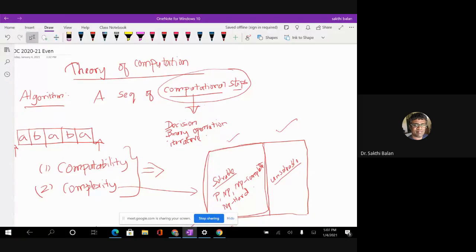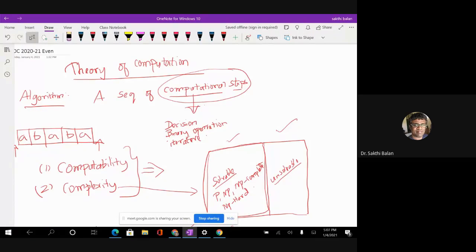Welcome to the Theory of Computation course. This is the second batch I'm doing. The first batch was at 3 o'clock, and I will be taking the Theory of Computing course for both the batches until midterm. And today's class is going to be a general overview about the course.